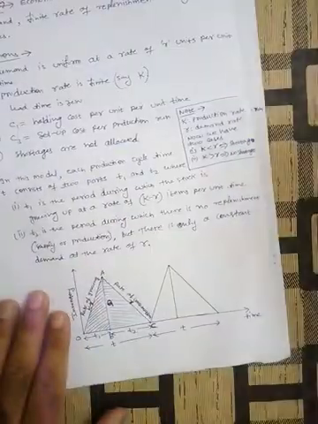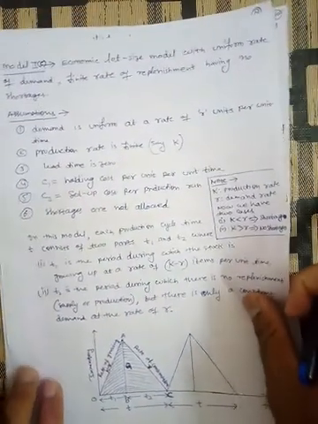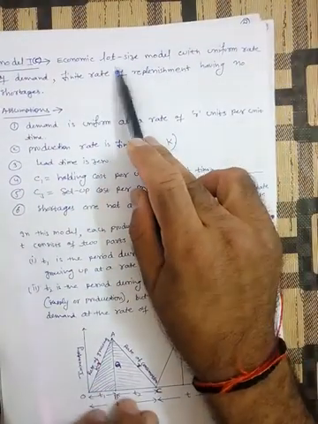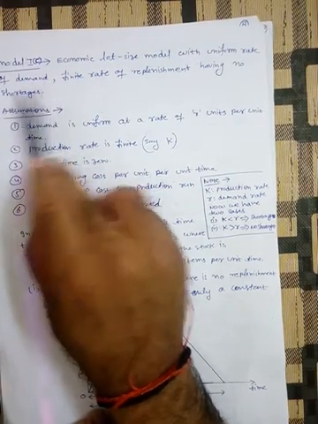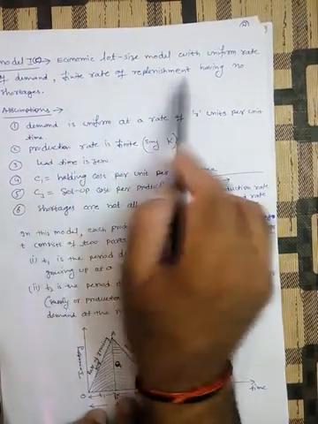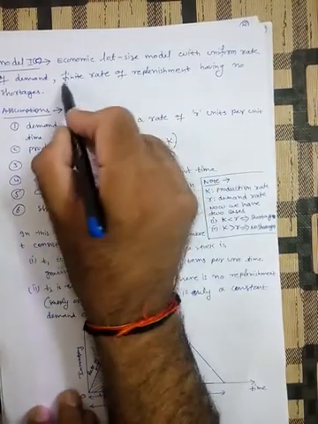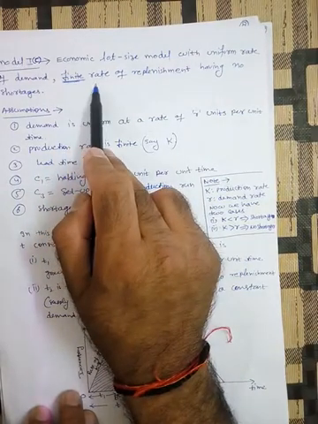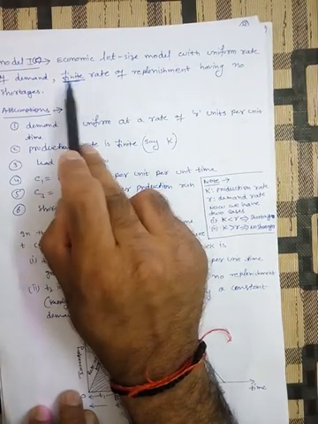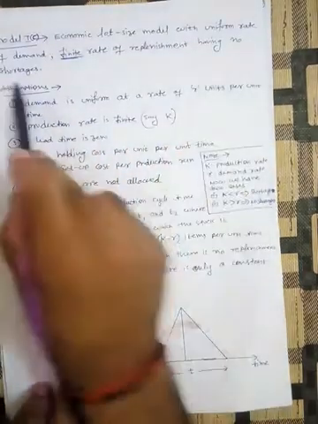Now we will discuss model number 1C. What is 1C? Here uniform rate of demand. Demand rate is uniform. But now the production rate is fixed, finite, not infinite. Production rate here is finite, not infinite. Fine, this is the difference. So here again shortages are not allowed.